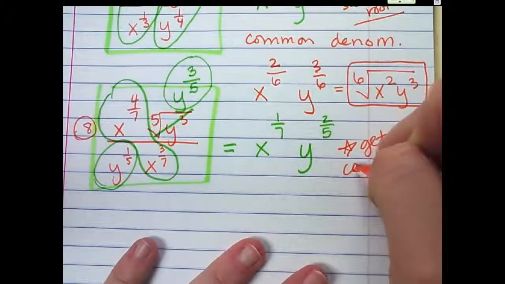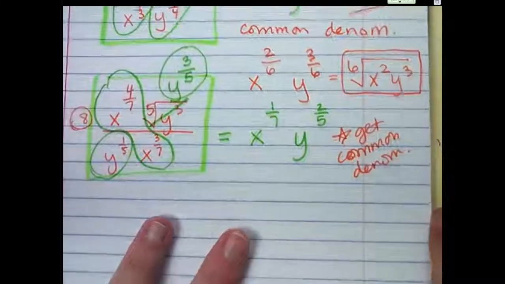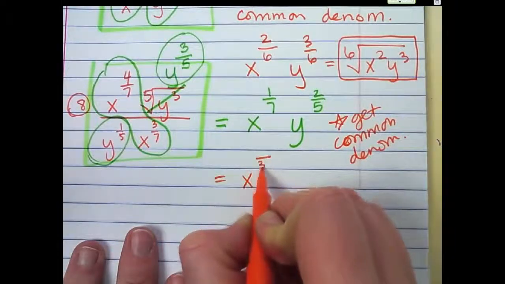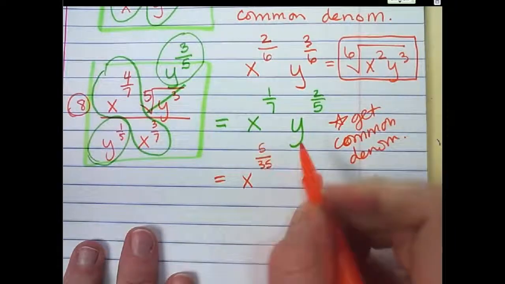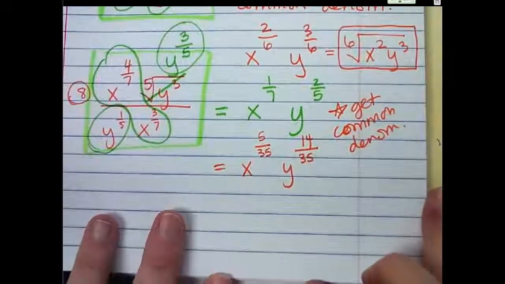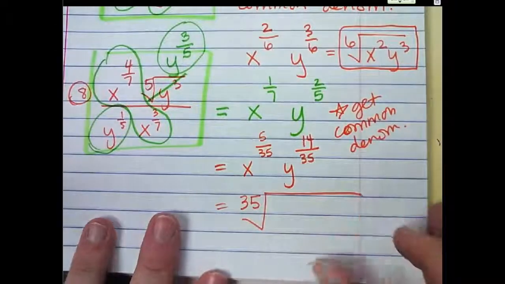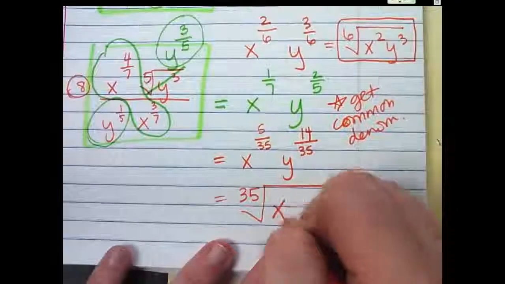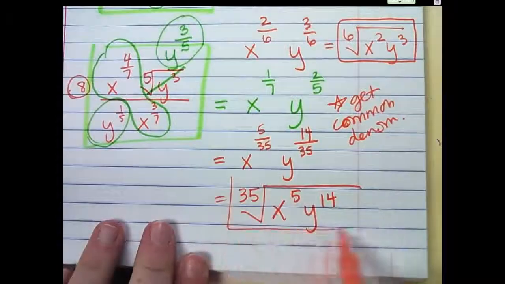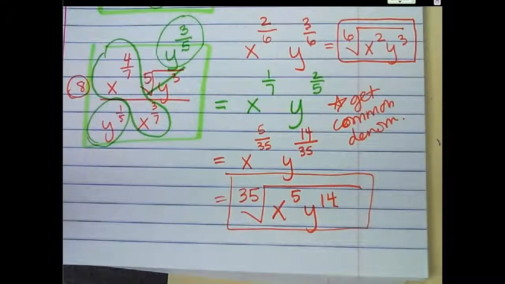Make sure you get a common denominator here. What's common between 7 and 5? 35. So this becomes what? 5/35? 14/35? So this is what I mean, where this is really the only thing you'll see with the weird roots. The 35th root, x to the 5th, y to the 14th. And double check you can't simplify those, but generally these will be smaller, so you can't simplify that part.